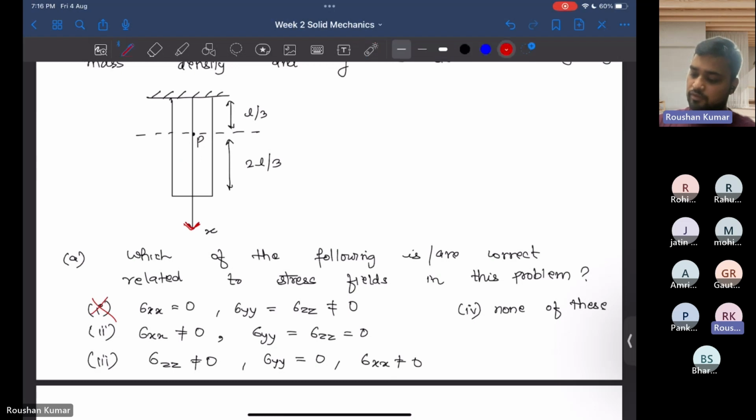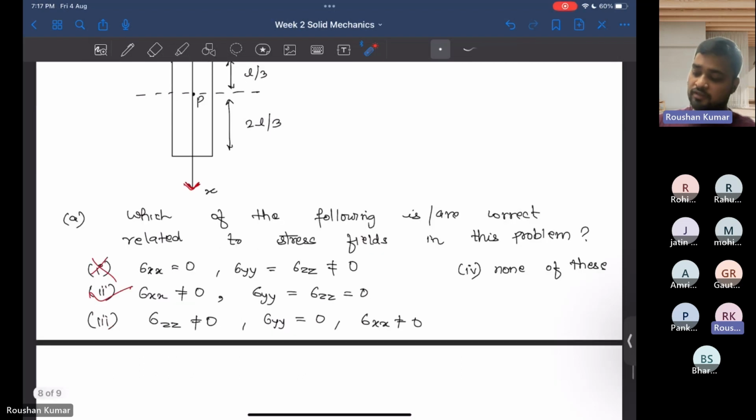So this option is correct. The third option is sigma zz is not equal to 0, sigma yy equal to 0, and sigma xx not equal to 0. So sigma yy is equal to 0 and sigma zz is not equal to 0. So sigma zz is also 0 because there is no force acting along the z direction. And the fourth option is none of these. So these two options are incorrect. So the correct option is the second option.